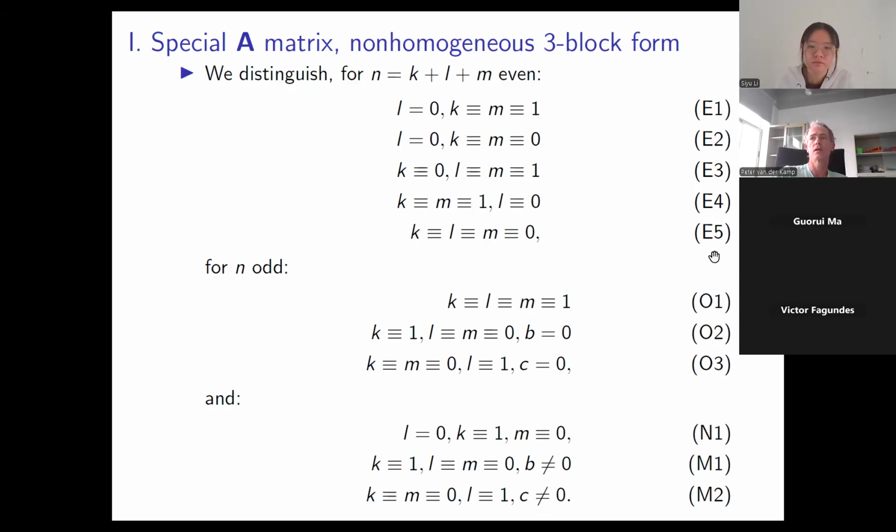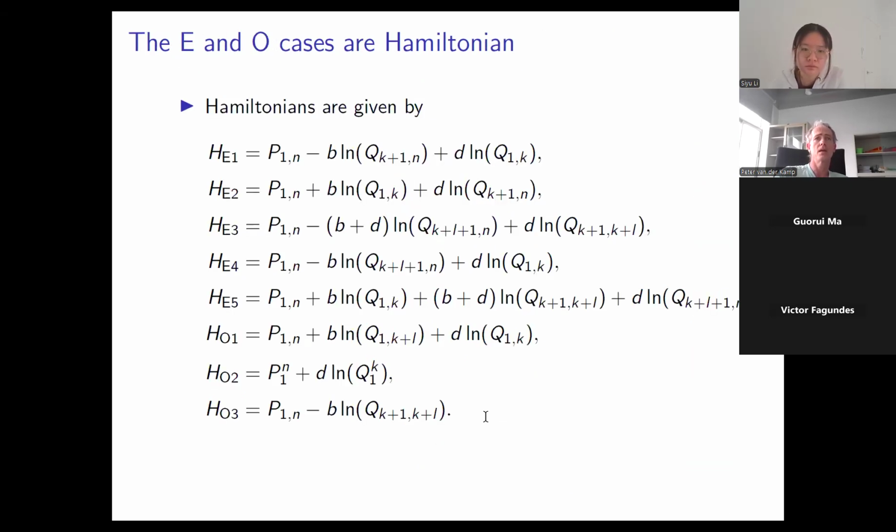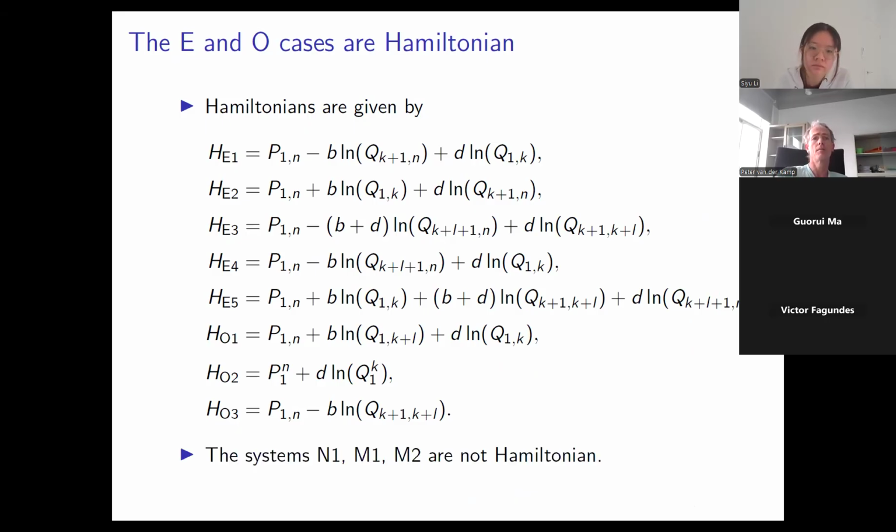We have 5 different even systems, 3 different odd systems, and then there's some other ones, the N and the M systems. The E and the O cases are all Hamiltonian systems. We can write down Hamiltonians in terms of these functions P and Q that I introduced, and that's all very nice. And then the systems N and M are not Hamiltonian.